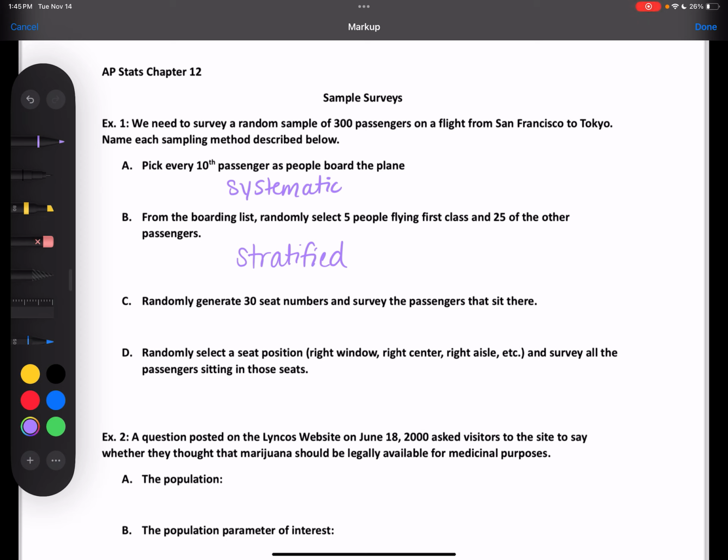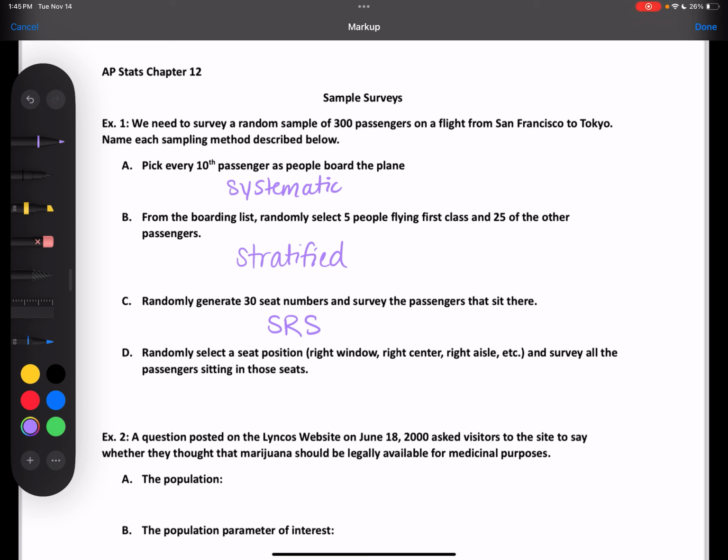C, randomly generate 30 seat numbers and survey the passengers that sit there. SRS. It can't be biased. We're not on a bias question yet. We're on a sampling question, okay? Simple random sample, SRS. Because that gives every person an equal chance of being chosen, because they just threw all the seat numbers in there and are selecting 30 at random, obviously without repeats.